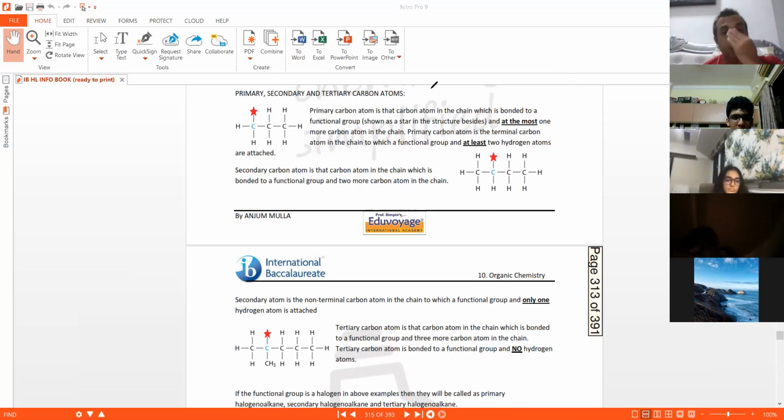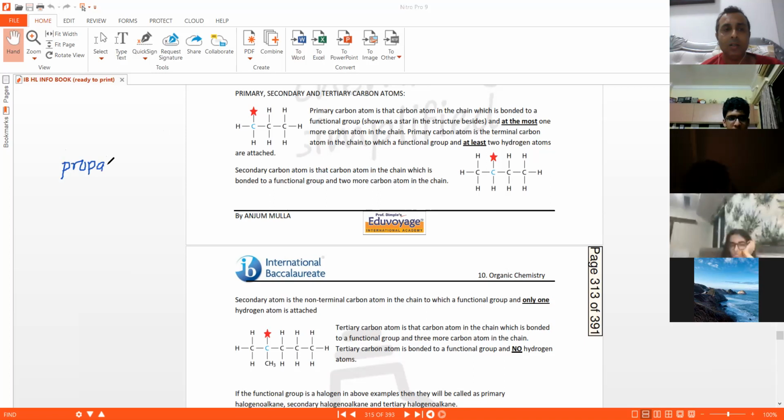Okay. Now, how do you identify on the basis of the name? Listen to this carefully, because if the name is given and the structure is not given, how do you decide? If in the name the position of the halogen or the alcohol hydroxyl is 1, then it's primary. For example, propane 1-ol, 1 bromopropane.